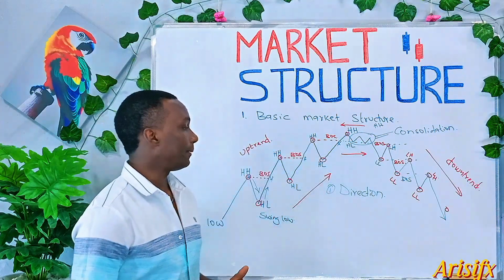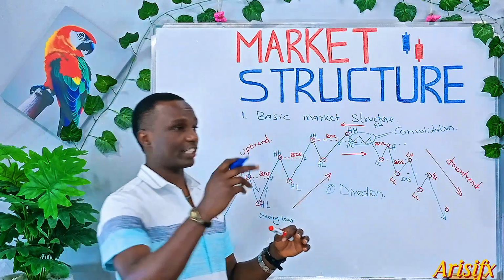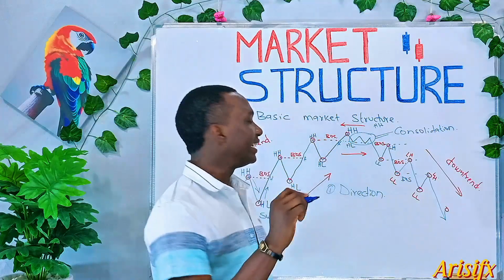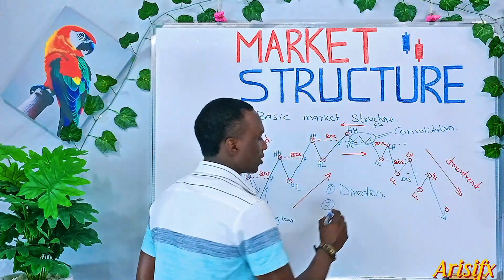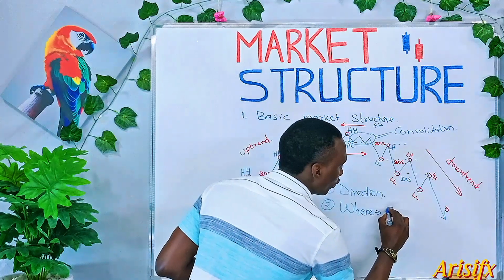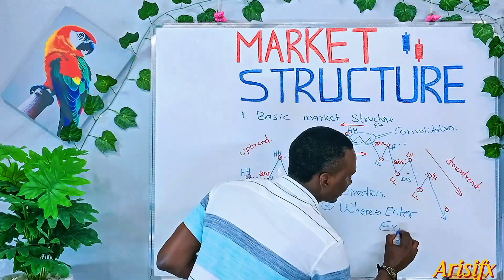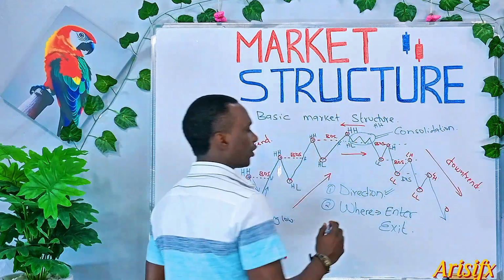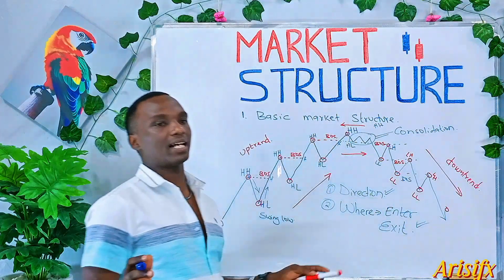Okay, secondly, remember that profitable trading is about which direction to trade in and where to trade in that direction. So the second question that we answer is where. So where do we enter and where do we exit? Okay, so when you answer the first major question on the direction, you answer the second question.